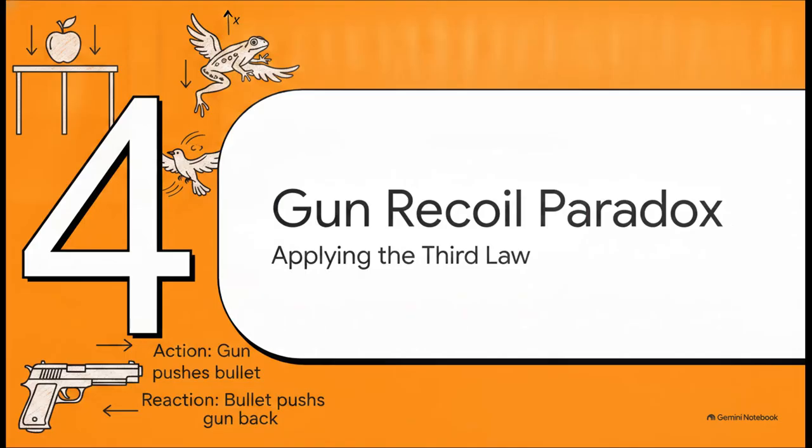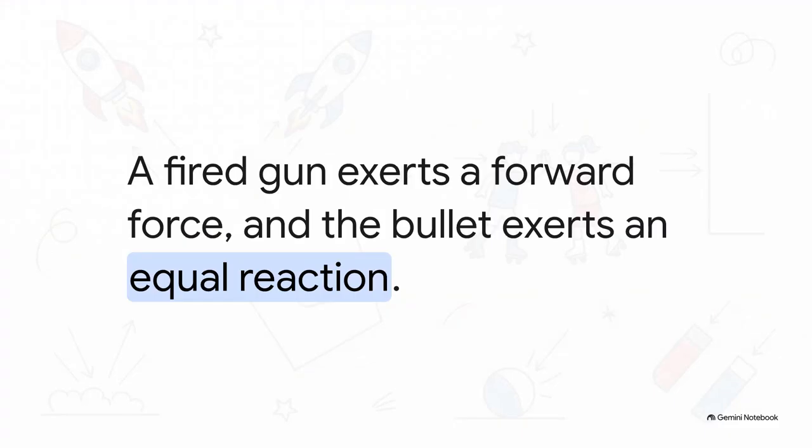All right, now we are ready for section 4, the gun recoil paradox. Let's solve our opening mystery. Firing a weapon is actually a flawless display of this law. A fired gun exerts a massive forward action force to propel the bullet out of the barrel. Simultaneously, the bullet exerts an absolutely equal, entirely opposite reaction force right back onto the gun. And that, my friends, is exactly where recoil comes from.